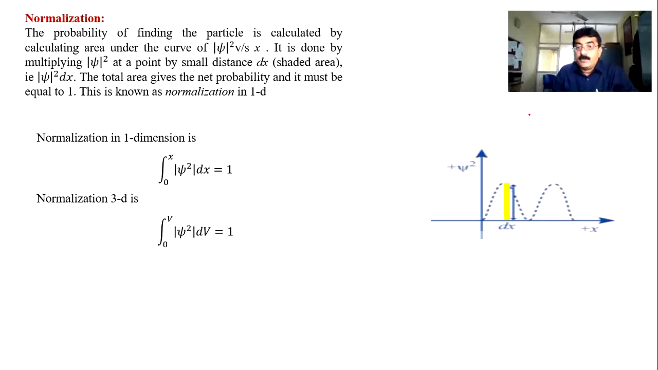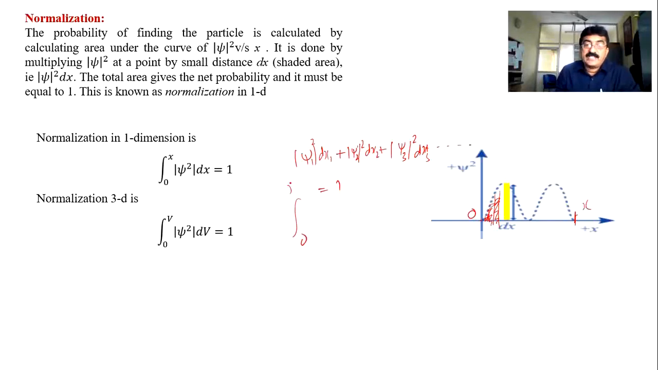See what we do, we calculate the area over here, this area, similarly this area, similarly this area, all these areas, that is psi 1 square dx1, psi 2 square dx2, psi 3 square dx3, like that. So now you add all of them, and that must be equal to 1. That means the integral starting from this point 0 up to this point x, modulus of psi square dx, is equal to 1. This is known as normalization.